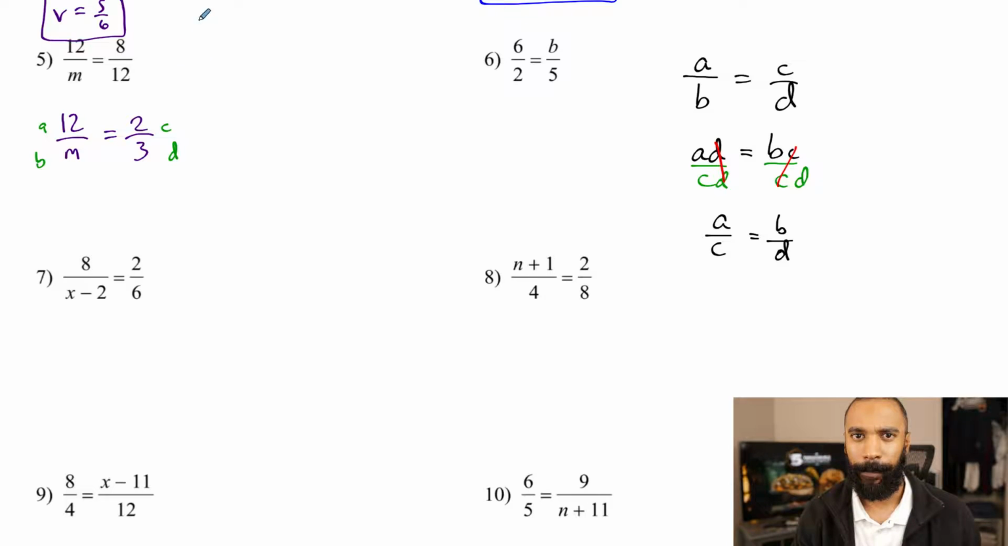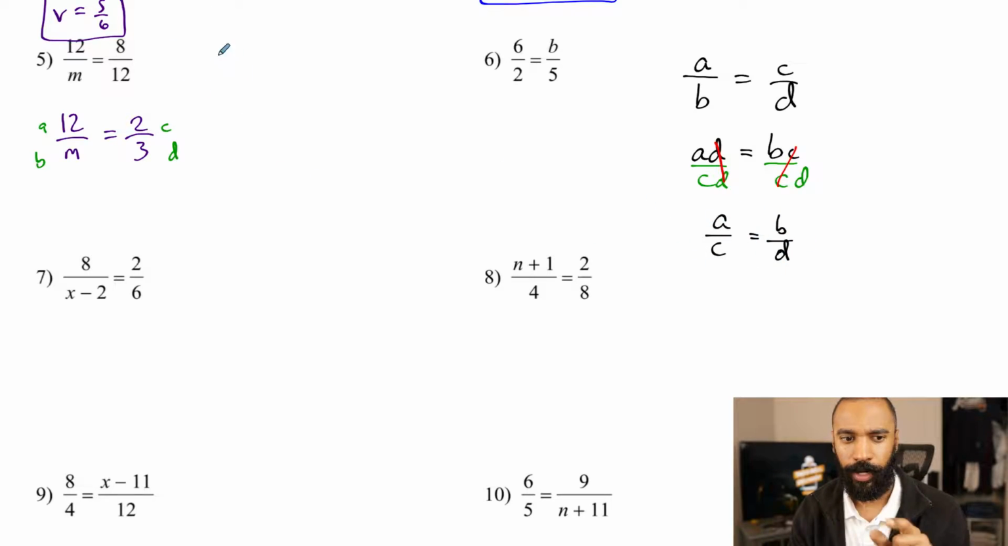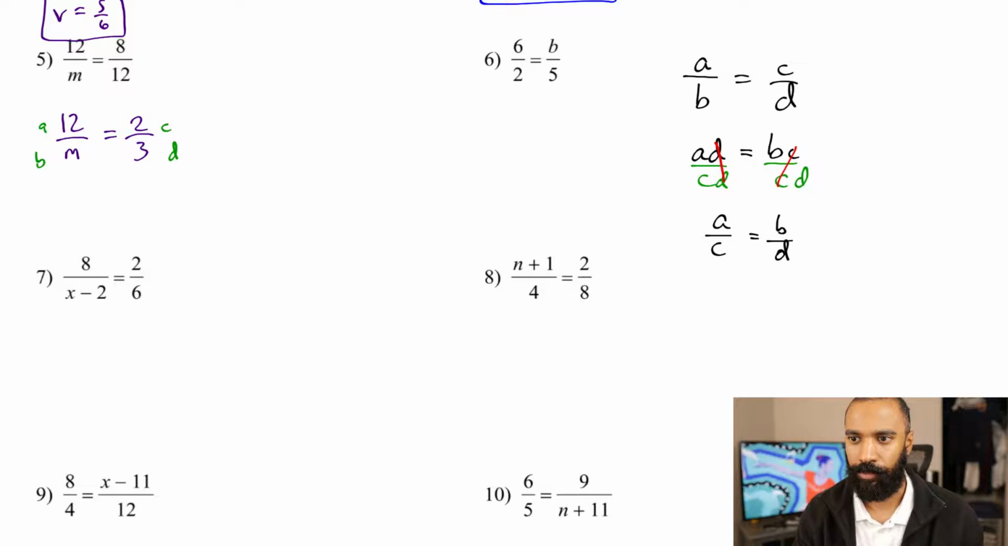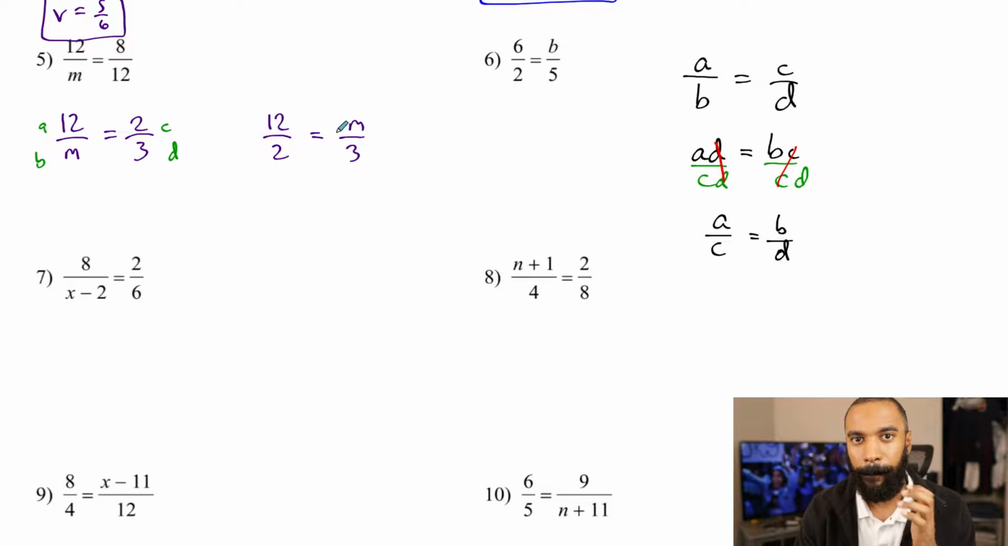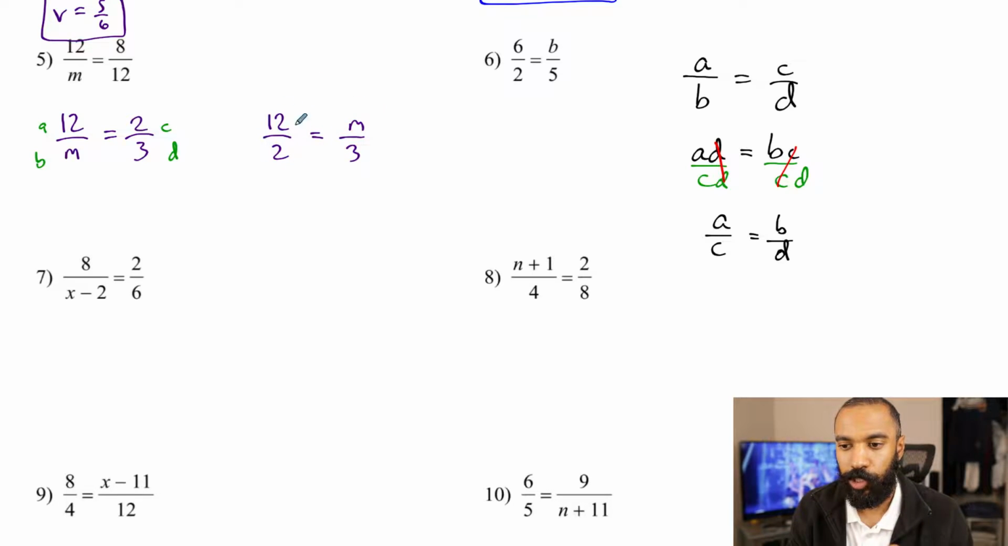Why does this matter? Because what if I rewrite this one over here with A over C and B over D? A is 12. Check this out. A is 12. C is 2. B is M. C is 2. B is M. D is 3. Why does this matter? Because 12 over 2 can reduce. Now, you didn't see this before. Look at this. I couldn't do it before. But 12 over 2 can reduce. That can reduce to 6 over 1.